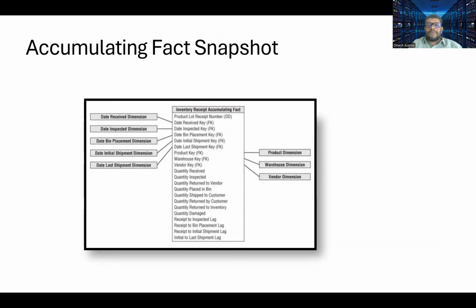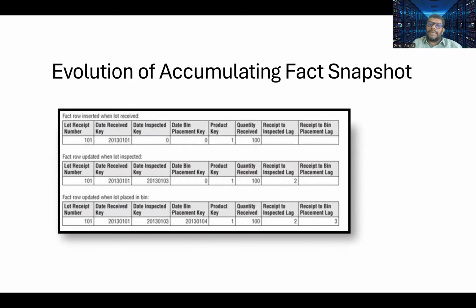Then we have something called the accumulating snapshot. I will explain the accumulating snapshot through an example. All these examples are taken from Kimball's book. Sometimes when you receive a transaction, the details are not completed at that time itself. They will be accumulated later.